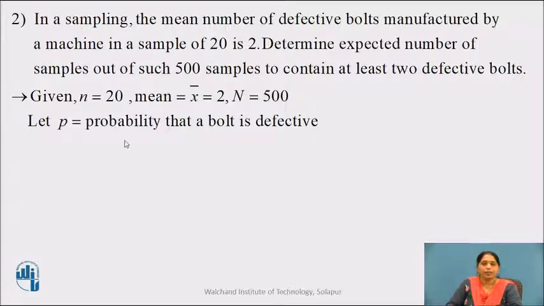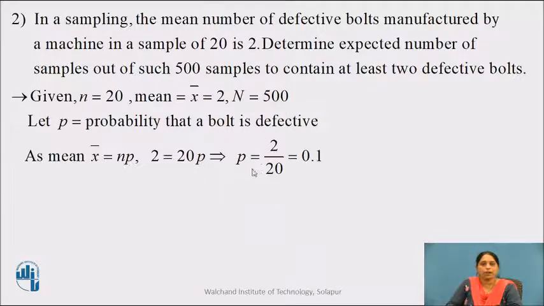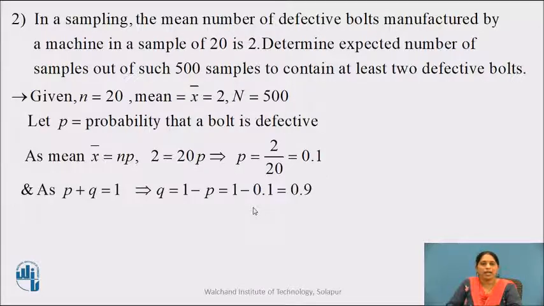Let small p be the probability that a bolt is defective. For binomial distribution, mean is equal to np. Therefore, 2 is equal to 20p, from which we get the value of small p as 2 by 20, which is equal to 0.1. And as p plus q is equal to 1, we get the value of q as 0.9.